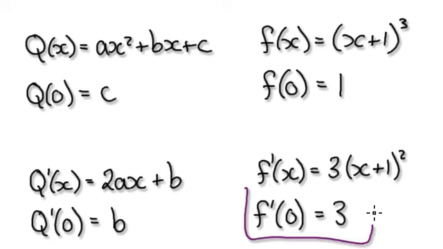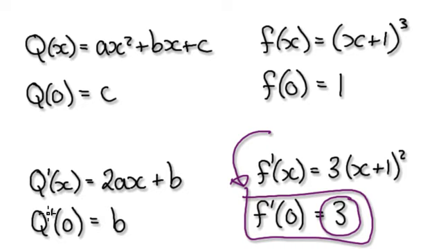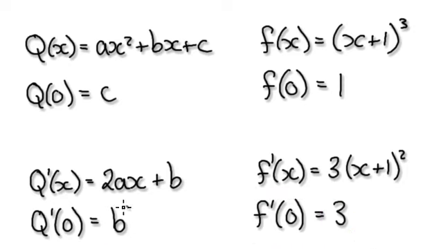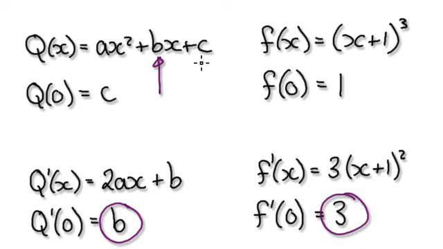So looking at this bit here, it's saying that the gradient of our original function at x equals 0 is 3. So we want to do the same for our quadratic. We want the gradient of our quadratic to be the same as the gradient of the original function at x equals 0. So basically set this to be the same as this. So now we know our b. Earlier c was 1, and b here is 3. Now we've got to find out a.